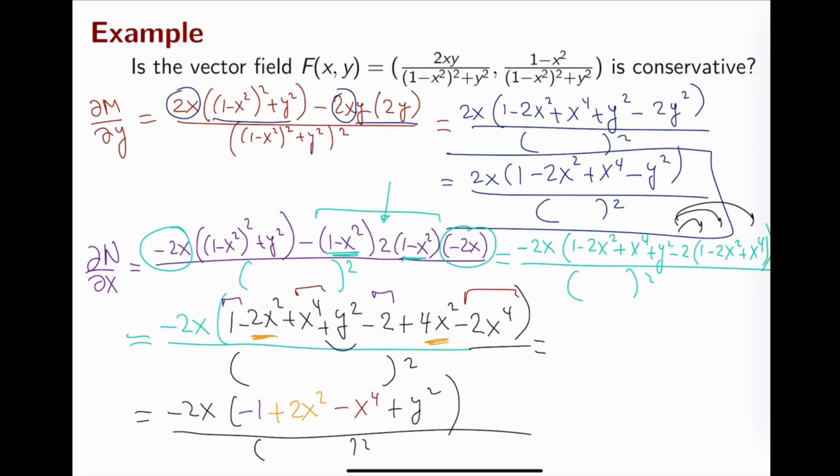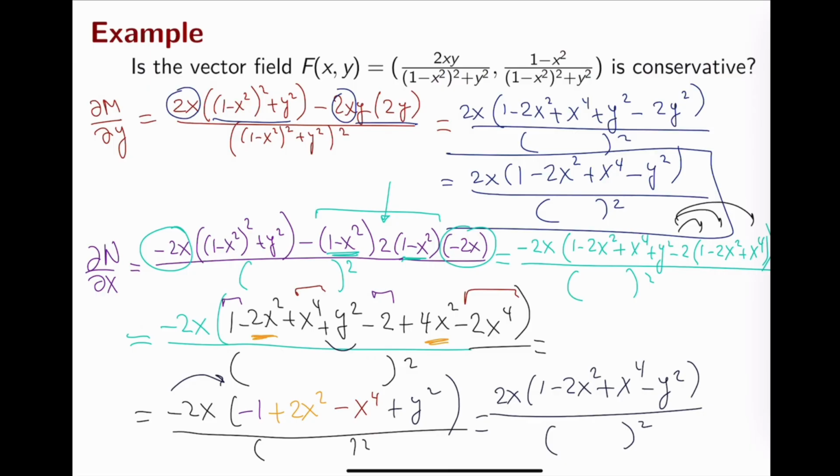Okay, so let's do the last multiplication by minus 2. We are going to have here, let's just get this minus multiplying the whole thing. That will be 2x times, we change the sign of this, right? So that will be 1 minus 2x squared plus x to the 4 minus y squared, divided by this square. Okay, so this one then is the derivative of n with respect to x.